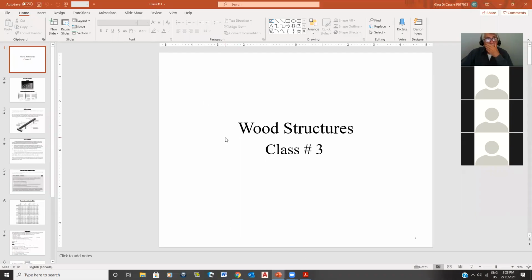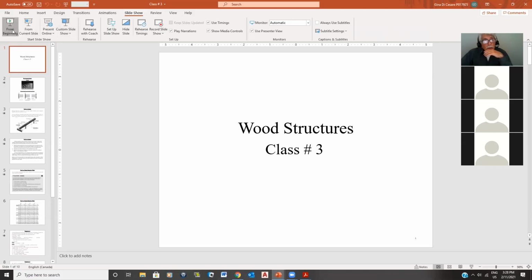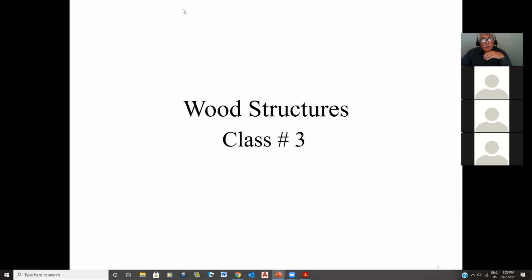Okay, so today we're going to move on. Now that we know how to design joists, the next thing we're going to learn is how to design built-up beams, okay? Let me dock this at the bottom. I like it better at the bottom. Sorry, guys.